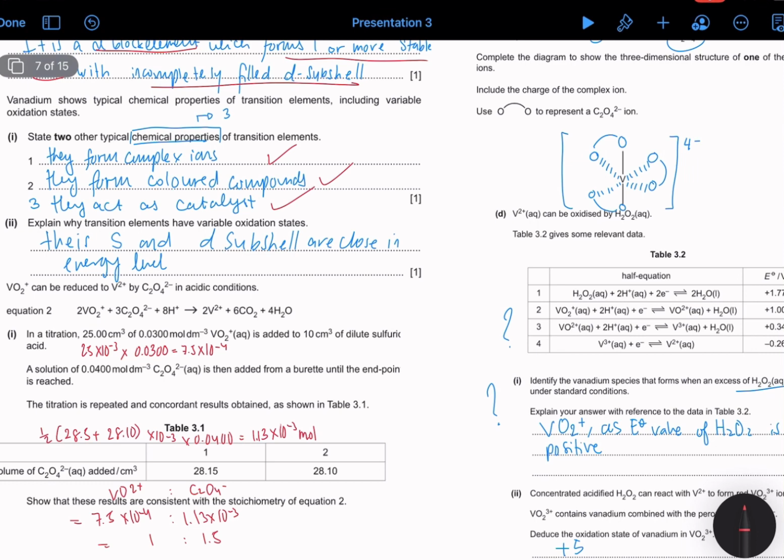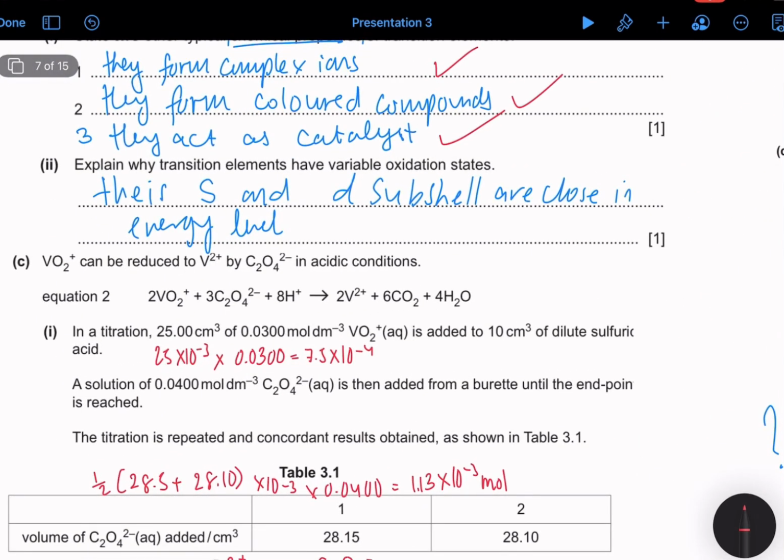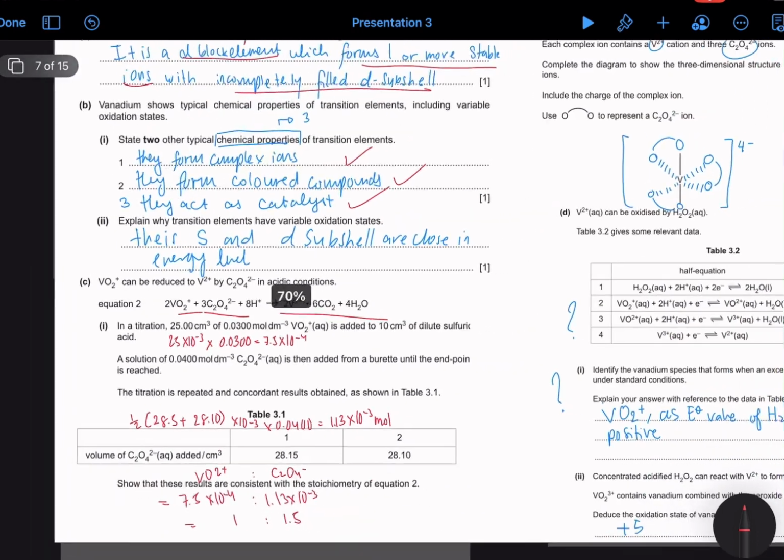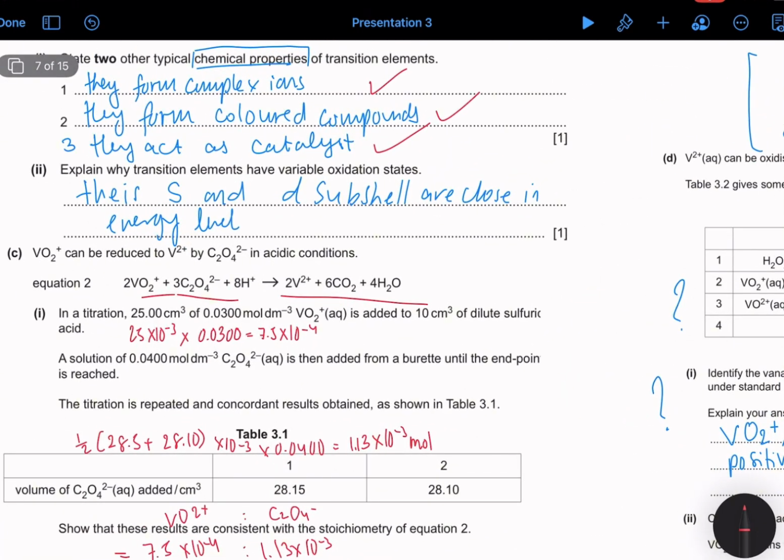So for question c, VO2⁺ can be reduced to V²⁺ by C2O4²⁻ in acidic conditions. So this one is getting reduced, as you can see. And in a titration, 25 cm³ of 0.03 mol dm⁻³ VO2⁺ is added to 10 cm³ of dilute sulfuric acid.